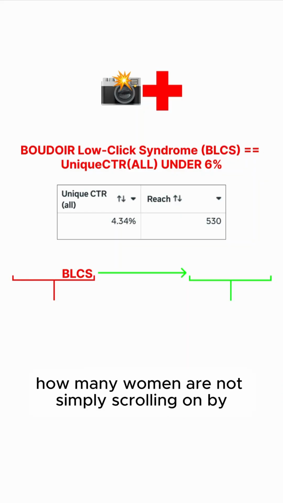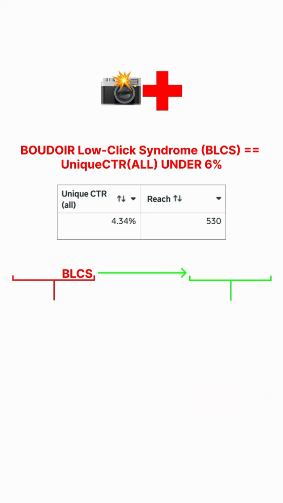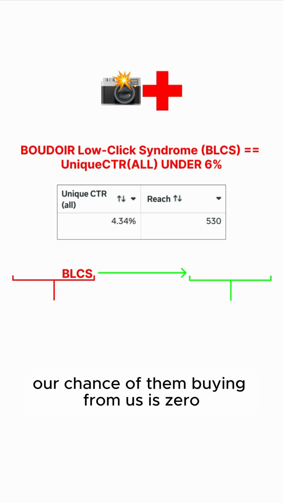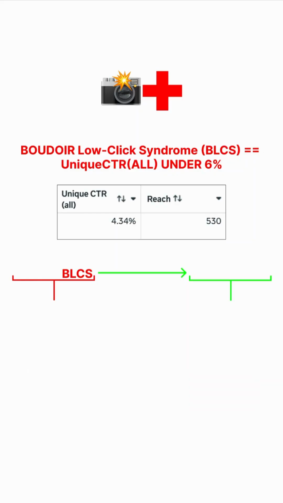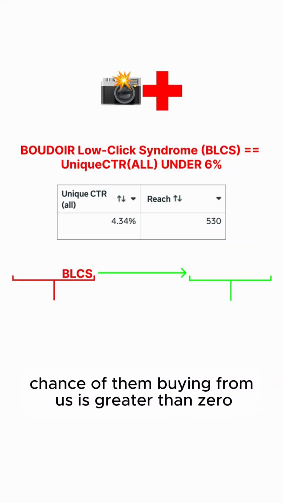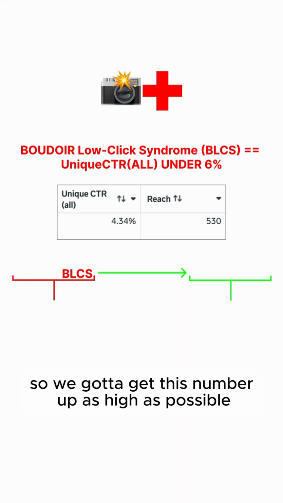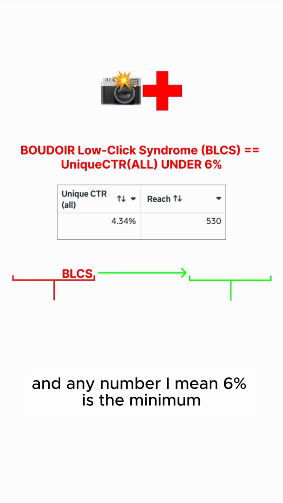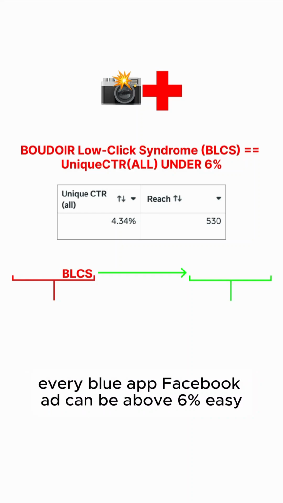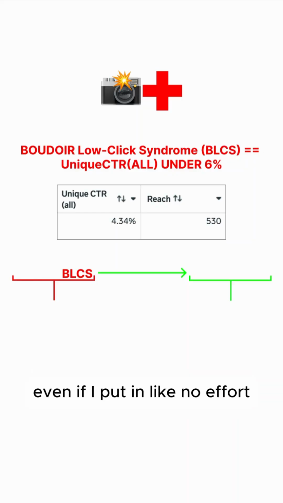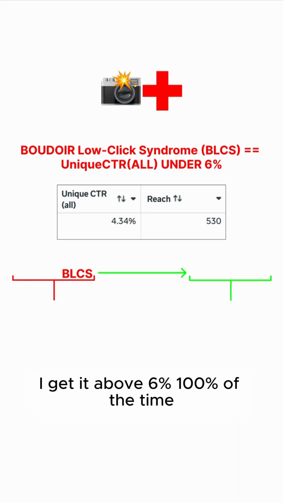Because basically this means how many women are not simply scrolling on by. If they simply scroll on by, our chance of them buying from us is zero. But if they click somewhere, the chance of them buying from us is greater than zero. So we've got to get this number up as high as possible, and 6% is the minimum. Every Boudoir Facebook ad can be above 6% easy. Even if I put in no effort, I get it above 6%, 100% of the time.